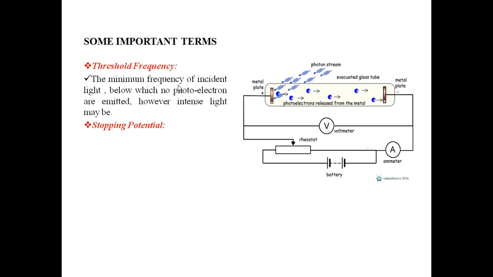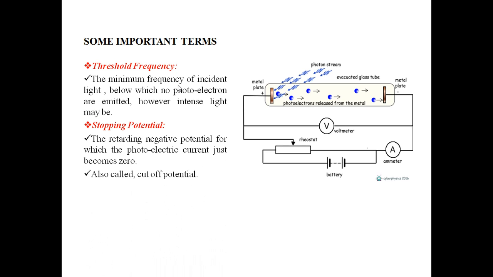And the second is stopping potential. What is stopping potential? The retarding negative potential for which the photoelectric current just becomes zero. So if we provide a negative potential at the cathode, the electrons will not reach the plate of the cathode, so this minimum retarding potential which stops the electrons from reaching the cathode is called the stopping potential, and this stopping potential is also called the cutoff potential.